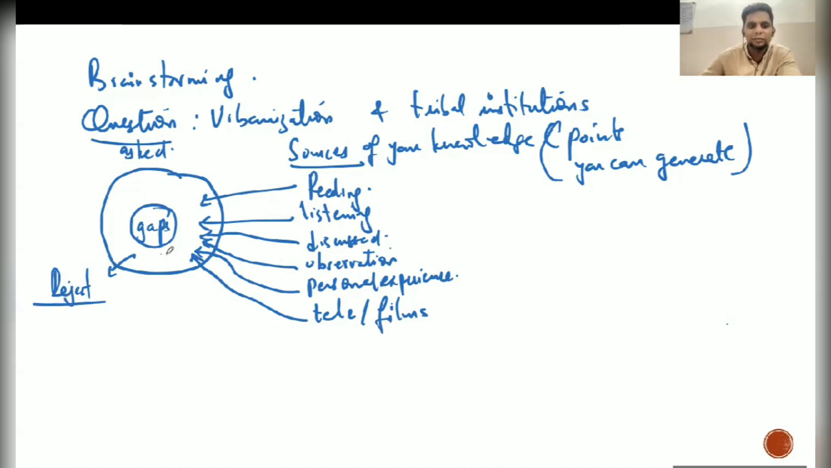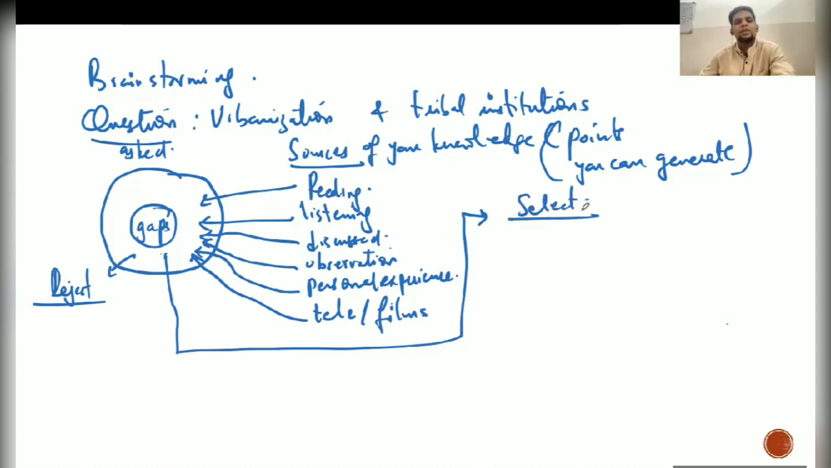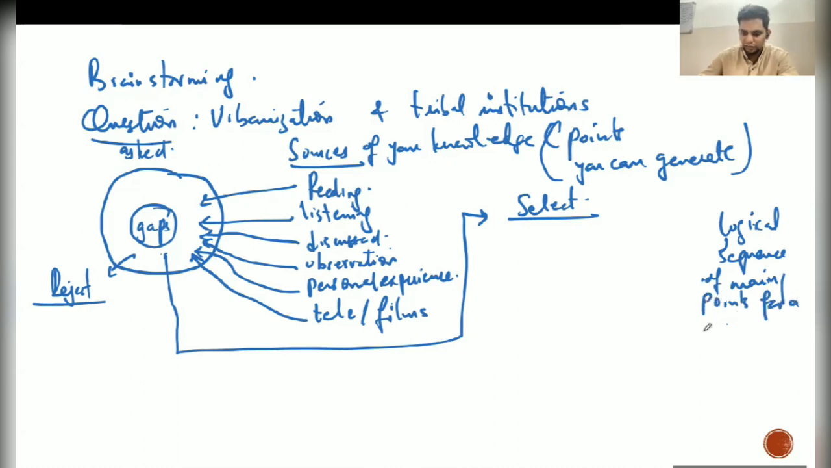But then there will be some, and let me put it here. You're going to select some of the points that you have. There are some you have to reject because you don't find them relevant, or they don't really fit into your proper sequence, but you're going to select some portions. So now, using all of these points, you want to have a logical flow, a logical sequence of main points for a complete answer to the question.